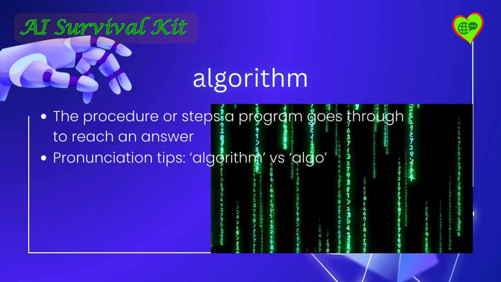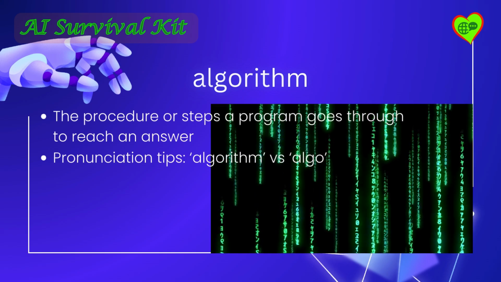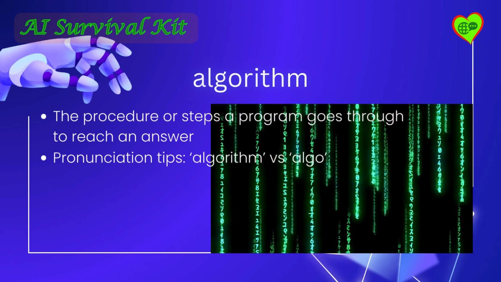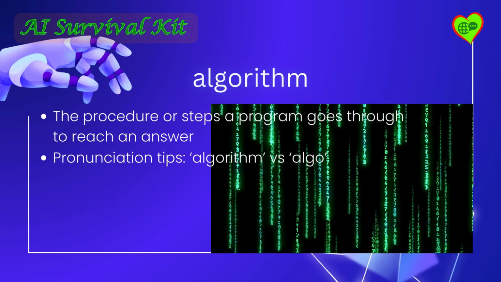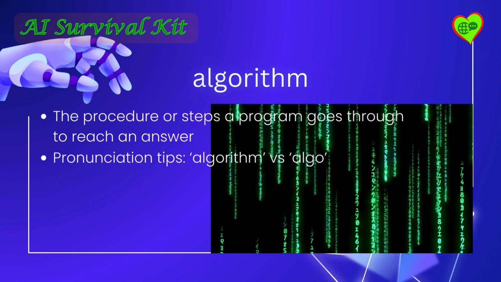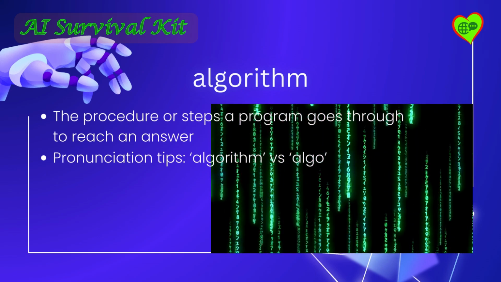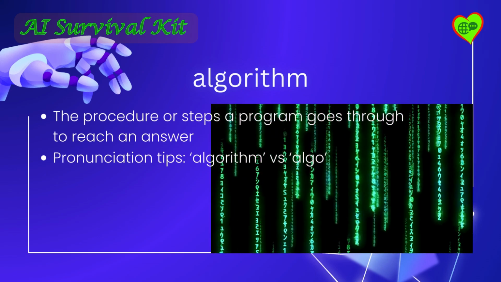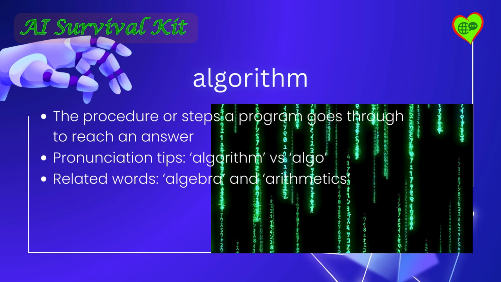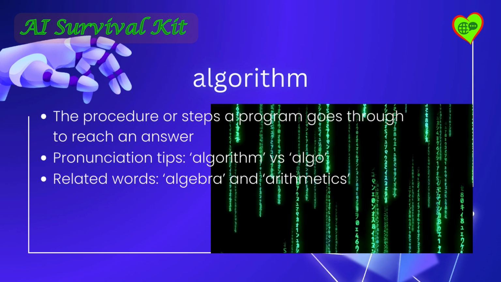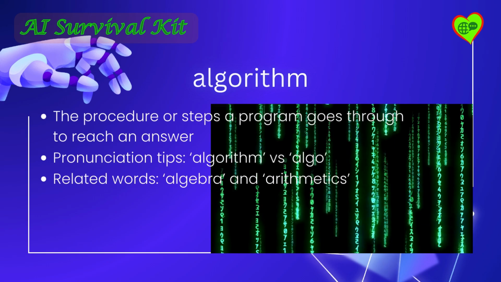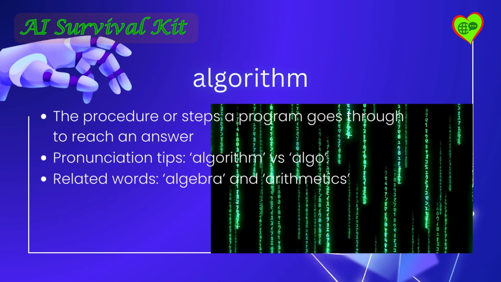The stress is put on the first syllable, and thus the O in the second syllable is weakened to a schwa sound. So, it is pronounced as algorithm. In contrast, in the short form, algo, we pronounce the O as a long O sound, so it is pronounced as algo. The word family of algorithm is related to algebra and arithmetic. You see, all these three words are related to mathematics and calculation.